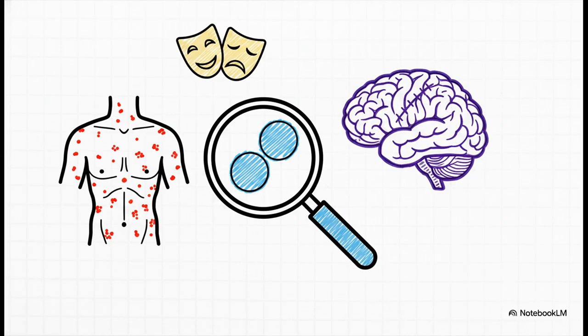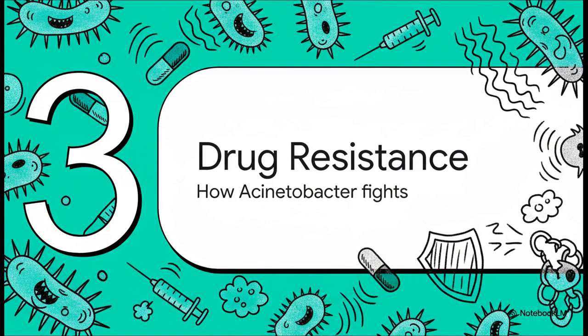So gram-negative diplococci plus a petechial rash sounds exactly like Neisseria meningitis, right? It's a perfect mimic. Always check the patient's history. If they just had brain surgery, think Acinetobacter, not Neisseria. Let's hit Section 3, mechanisms of drug resistance.